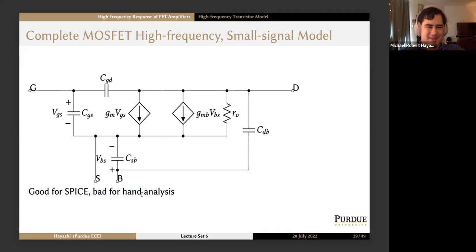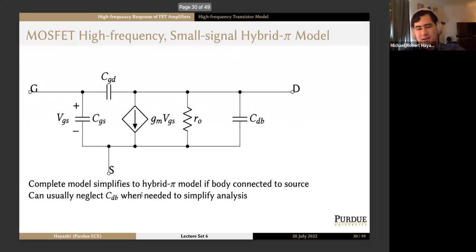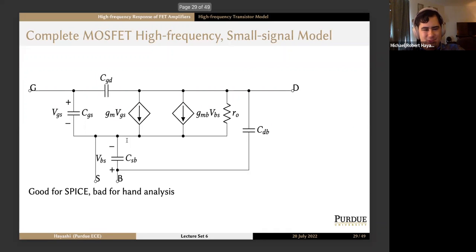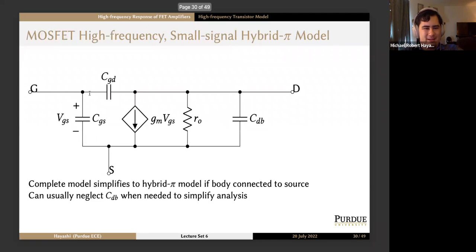Like, yeah, I can program this in SPICE as a macro model. It would work very well. However, with hand analysis, it's going to take us a very long time to solve even a simple problem with this MOSFET model. So what we're going to do is say the body is connected to the source, so we short out CSB. That also means CDB falls across here. This dependent current source becomes an open circuit, and we're left with everything else.